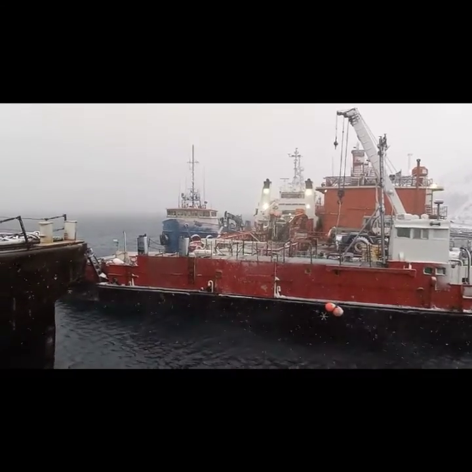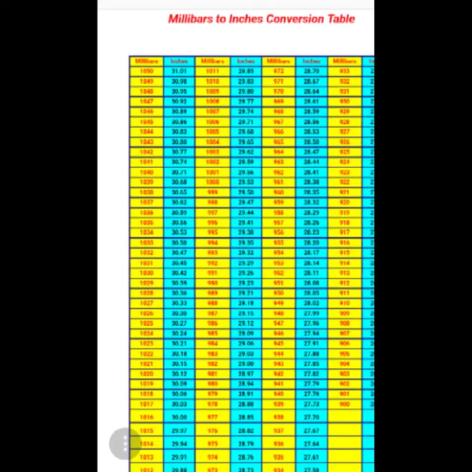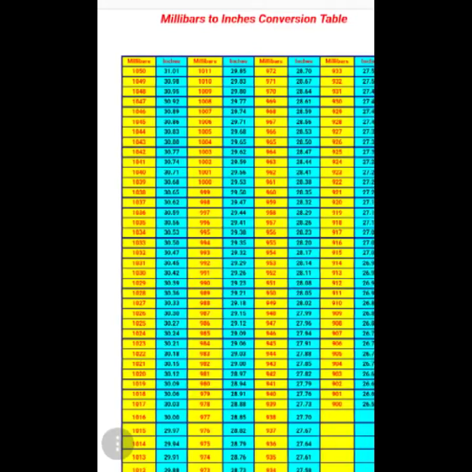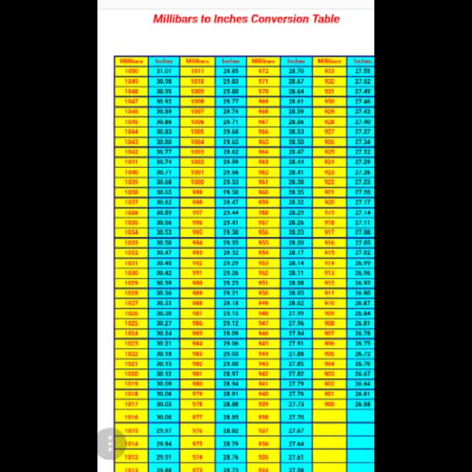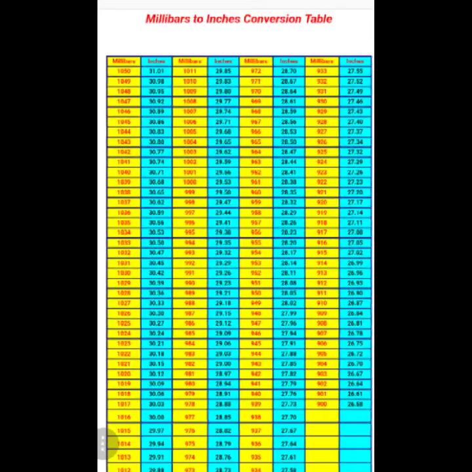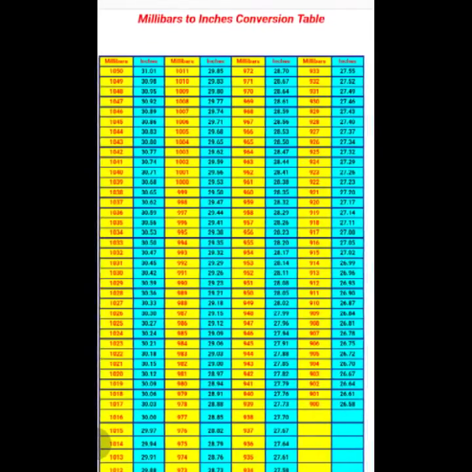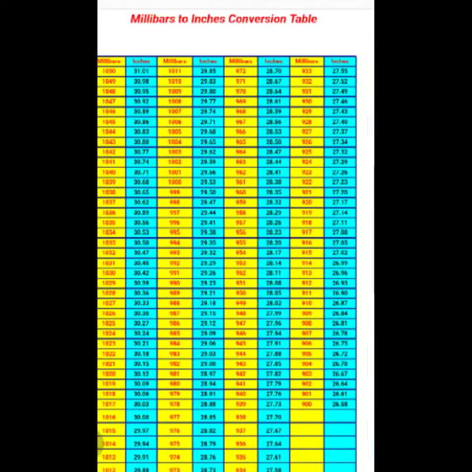Okay, you might have heard the Weather Service mention a 965 millibar low. They discuss everything in millibars, and our barometer is in inches, so we just take this conversion chart, and 965 equals 28.50.